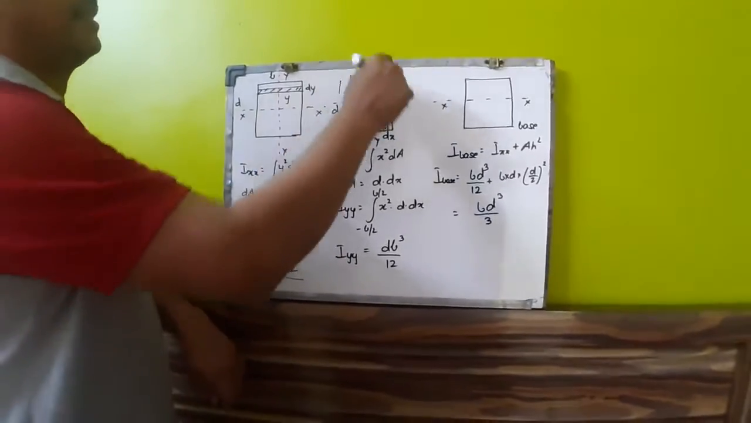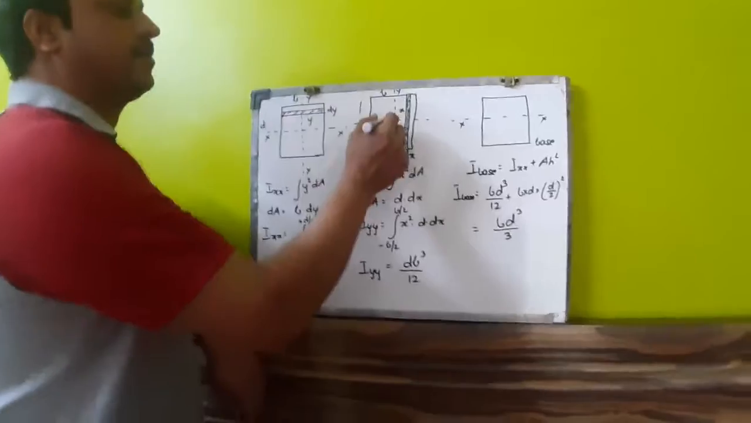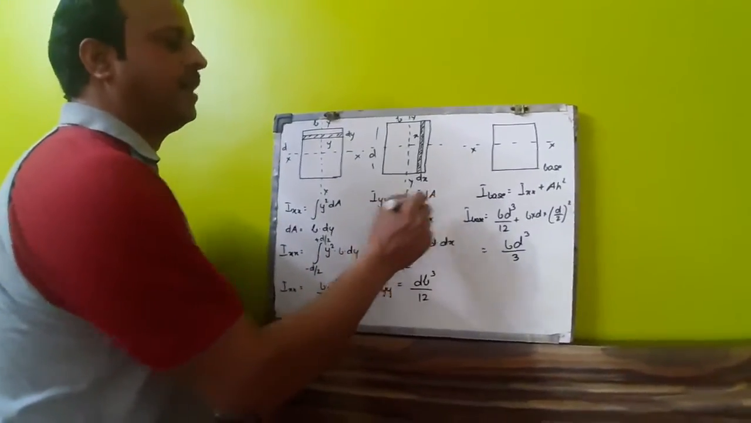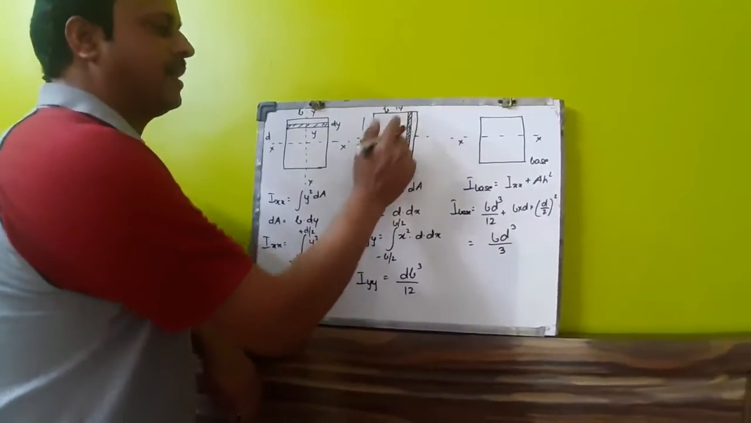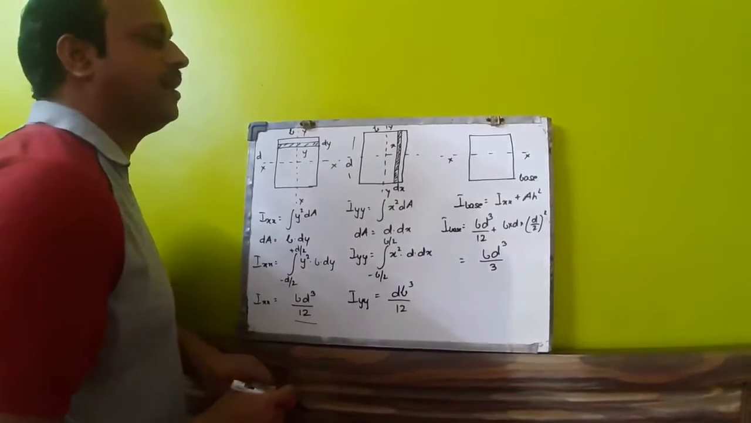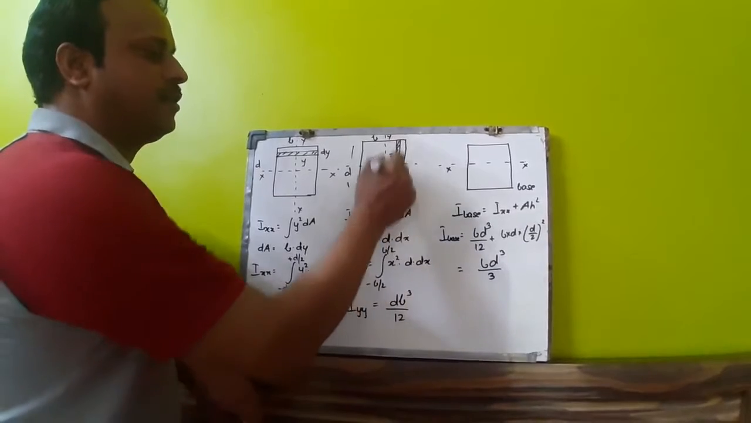Similarly, let us take a rectangular box having the same dimensions. Now let us find out Iyy. So Iyy is given by integral x square dA. So if this is your yy axis, let us take an element of thickness dx located at a distance x from the yy axis. So the elemental area dA is d into dx.